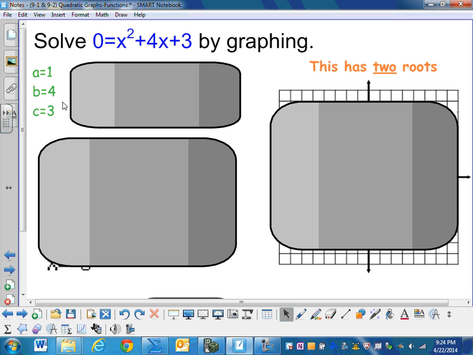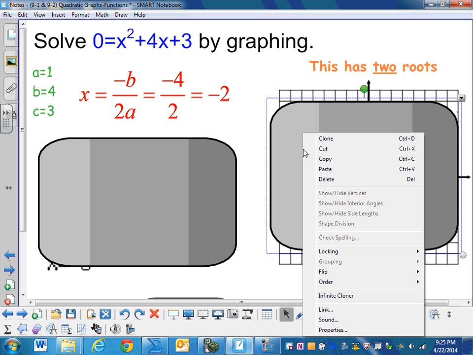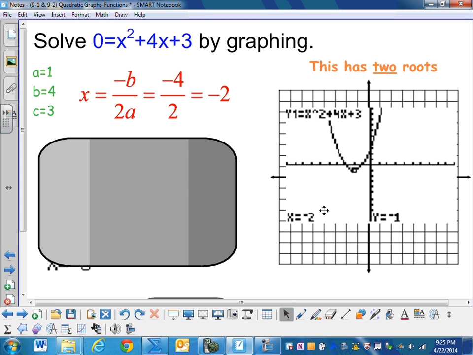Now that I've identified these, I can place that into my axis of symmetry formula, x equals negative b over 2a, and solve, and find out that my axis of symmetry is negative 2, which is also the x value of my vertex. So now I'm going to go into my calculator and graph it, and hit trace and put negative 2, enter, and I see my vertex is at negative 2, negative 1.